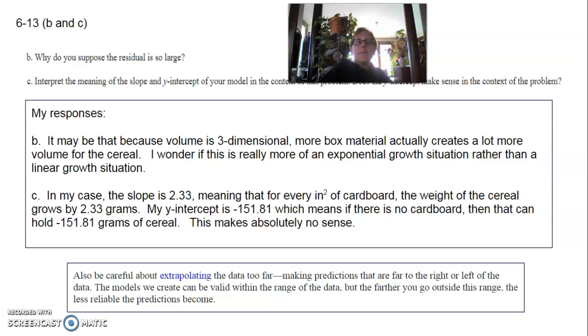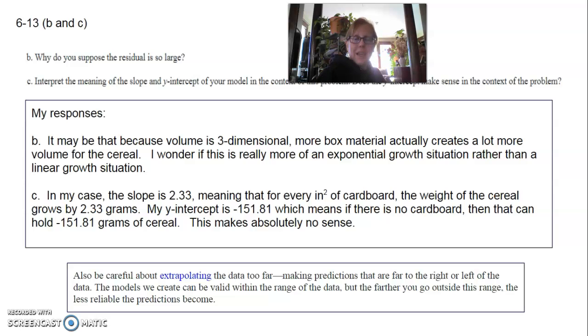For C, in my case, the slope is 2.33, meaning that for every inch squared of cardboard, the weight of the cereal grows by 2.33 grams. My y-intercept is negative 151.81, which means if there's no cardboard, then that box can hold negative 151.81 grams of cereal. Okay, does that make sense? No, it does not make sense.